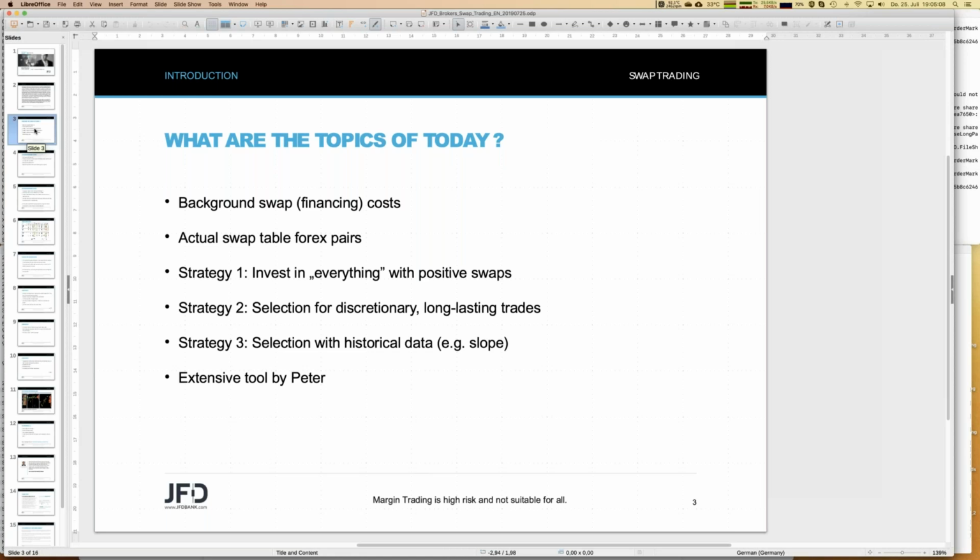But in this case, we have one which is just there. Going into the right instruments, into the right directions, we can earn money. So that, on the other hand, is already an edge. And that's what we are always looking for when it comes to trading. And therefore, we have to talk about the backgrounds, of course. Then it comes to the selection. What pairs in which direction do really offer positive swap costs?